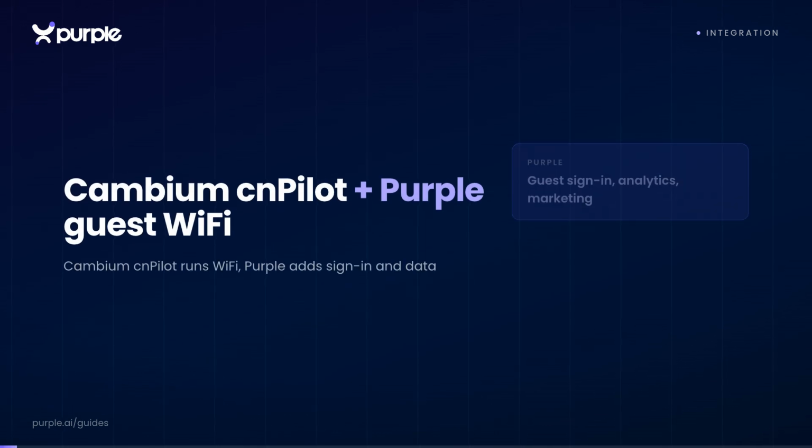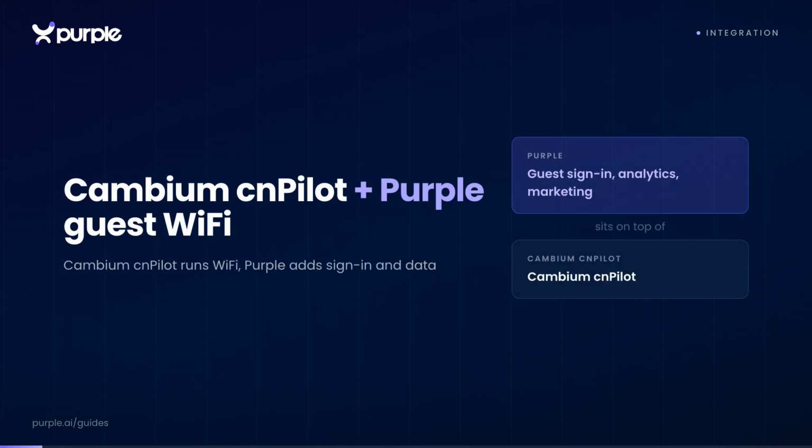Cambium cnPilot runs the radio side of your network. Purple adds the guest layer on top. The captive portal your visitors see, the sign-in journey, and the first-party data you collect.